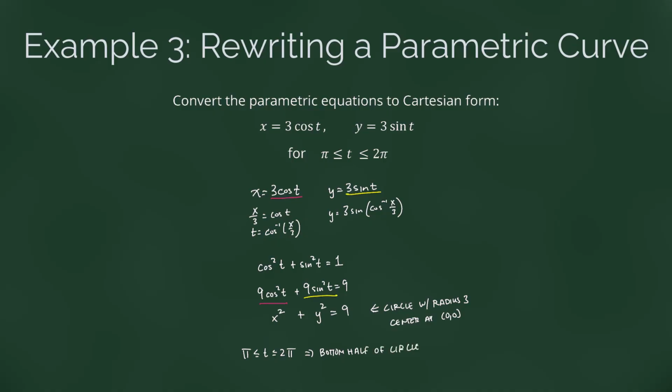So what that tells us is that for our new graph, our y values have to be less than or equal to 0. Our x values will cover the full range from -3 to 3, but our y values will only be the bottom half of the circle with radius 3, and therefore they will have negative components.